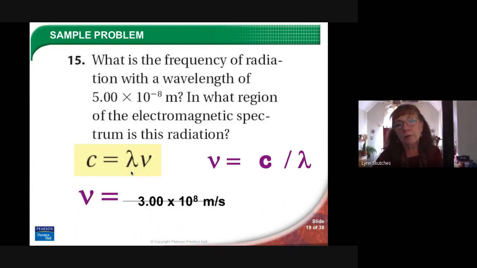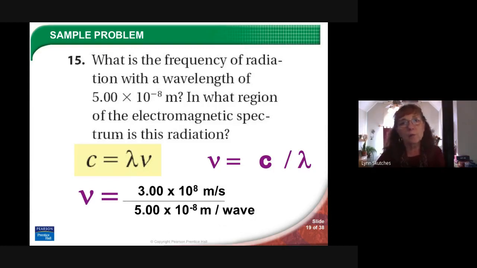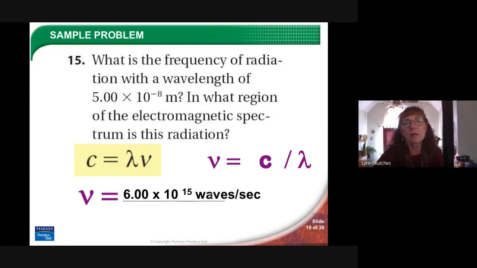The value for the speed of light doesn't change. That goes in the numerator. The wavelength is whatever you measure. And then you just do the math. And that is as easy as it gets. You just have to remember how to do scientific notation. So we'll go over that again, like I said, next week.